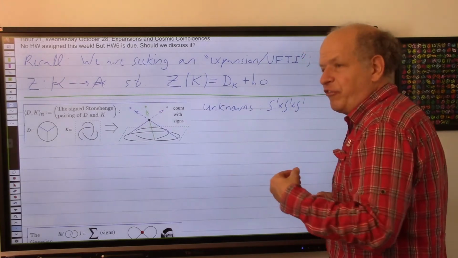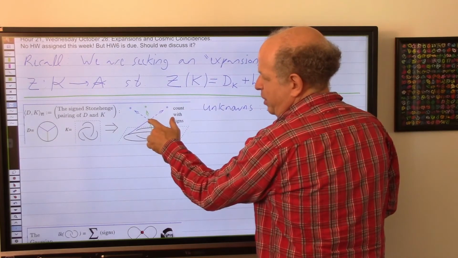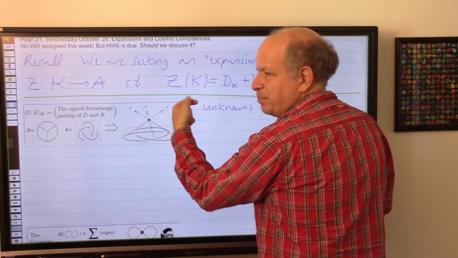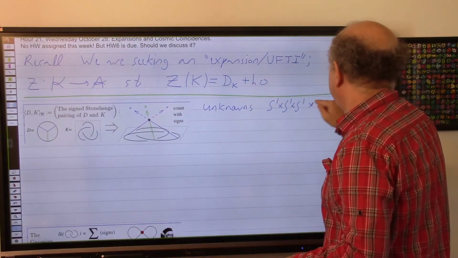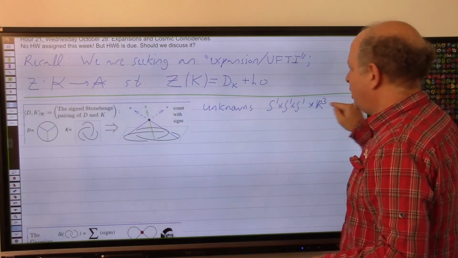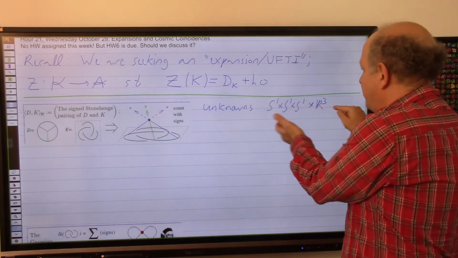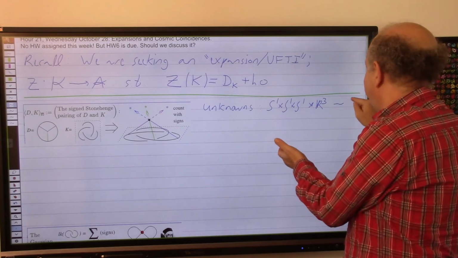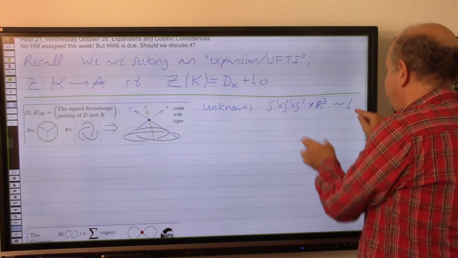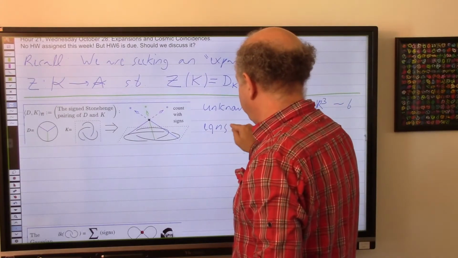And then there is a further unknown point, the black point, the point where those 3 lines meet. So that's a point in R3, and in general, the number of unknowns here is 6, right? The dimension of the space of unknowns is 6. Okay? Now, what are the equations?